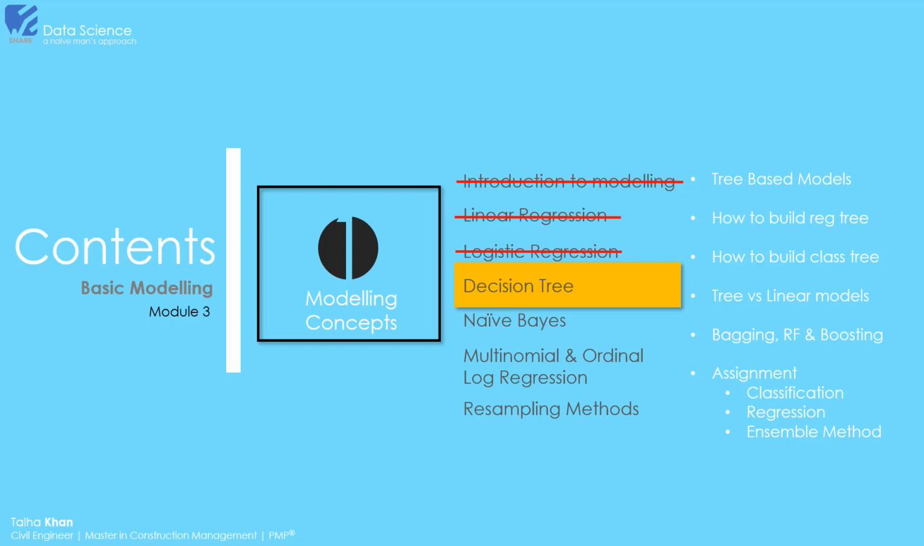And then once we are done with the theory, we will do assignments as usual. So we'll do 3 assignments, one on classification, one on regression, and one on the ensemble methods. Alright then, let's hop in and see what is decision tree.